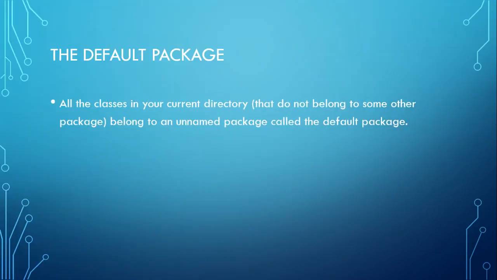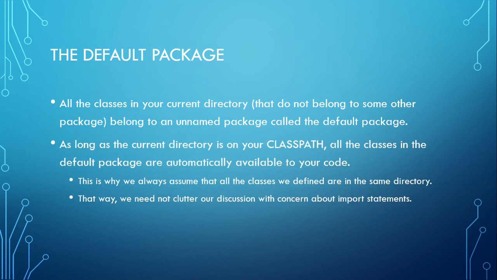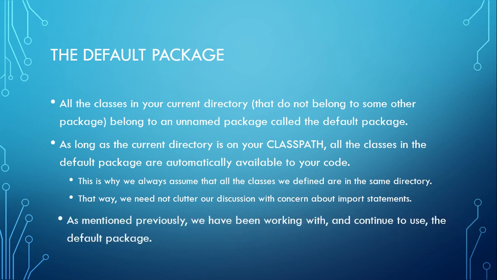All right, the default package, which, like I said, we've been using, so we're a little familiar with this. All the classes in our current directory that do not belong to any other package belong to an unnamed package known as the default package. As long as the current directory is on our class path, all the classes in the default package are automatically available to our code. This is why we always assume the classes we define are in the same directory. That way, we need not clutter our discussion with concern about import statements. Right? It keeps it simple for our learning purposes.